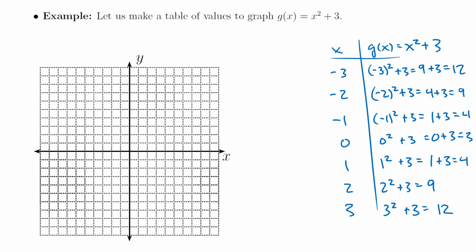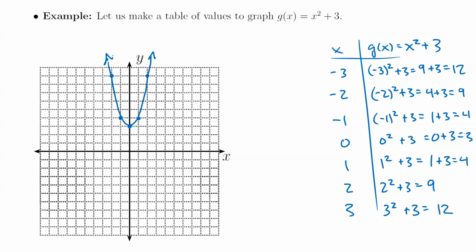So I can plot all these points. Negative 3, 12 is going to take me off the grid. So maybe I'll start with negative 2, 9, which puts me right there. Negative 1, 4 puts me there. Then 0, 3, 1, 4, and 2, 9. So there's a sketch of my parabola.